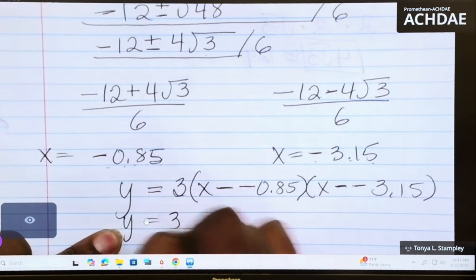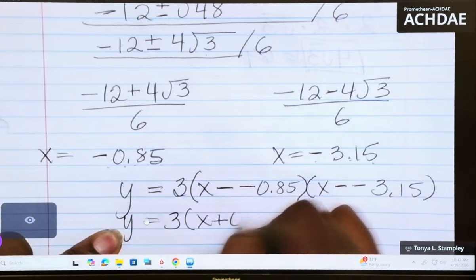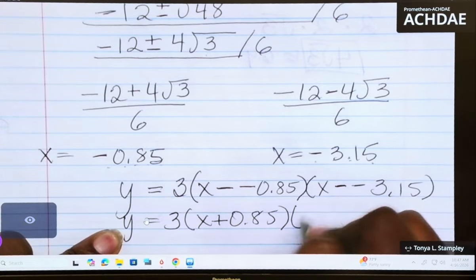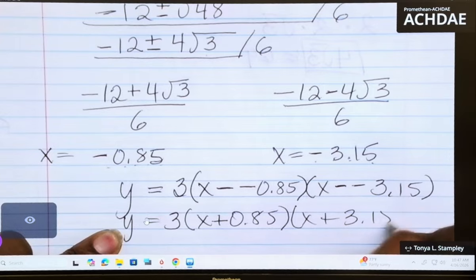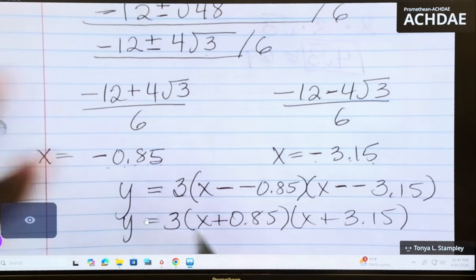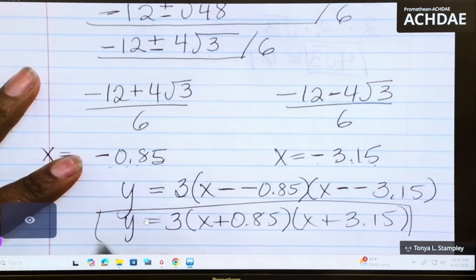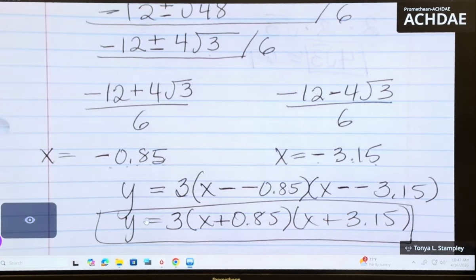Y equals 3 times x plus 0.85 and x plus 3.15. That's it. And we're done. And that's math for grown folks.